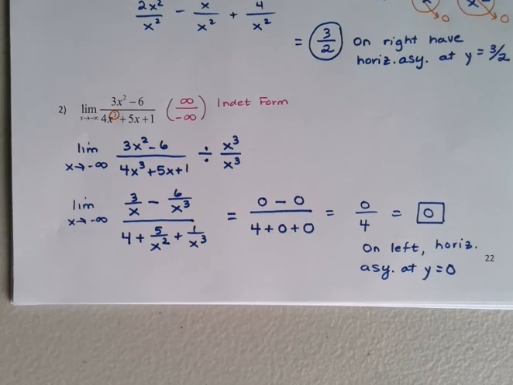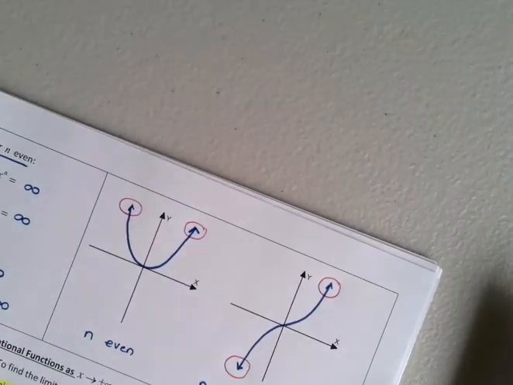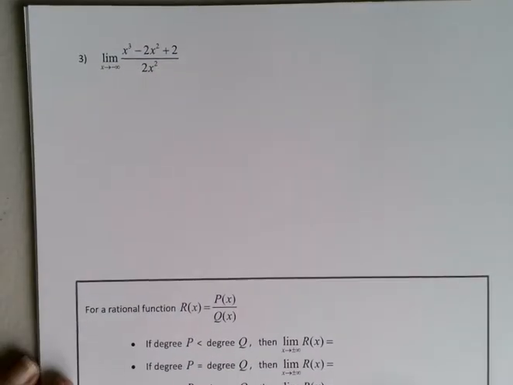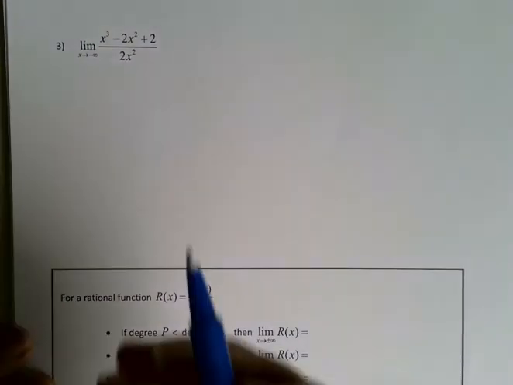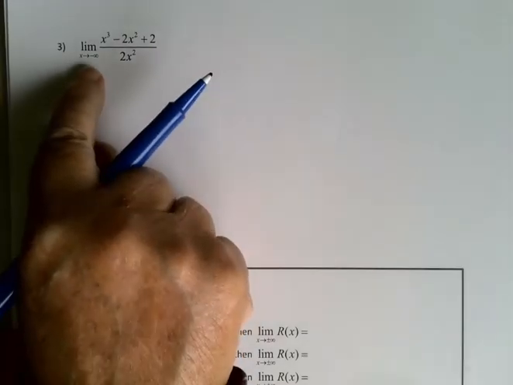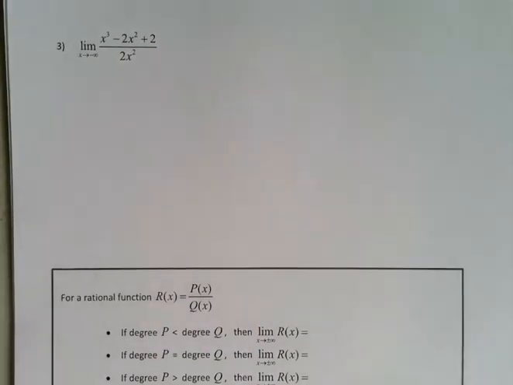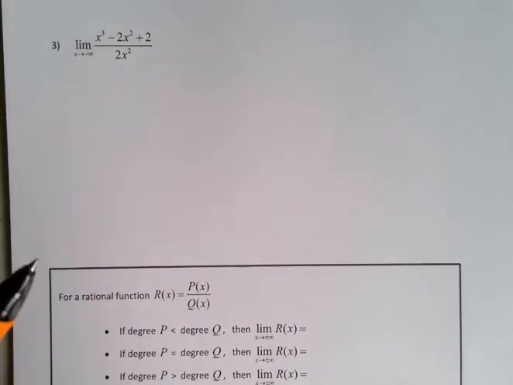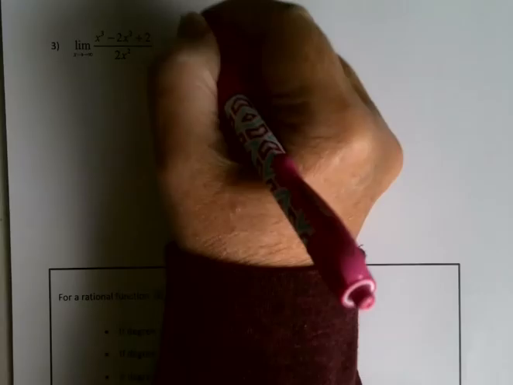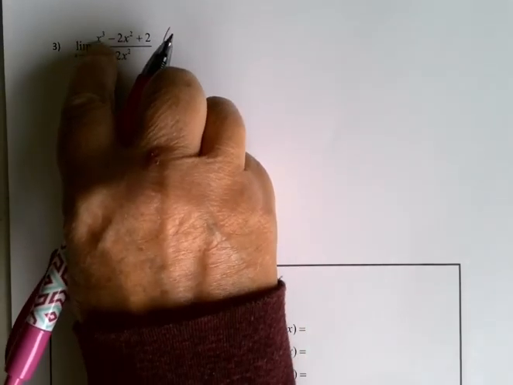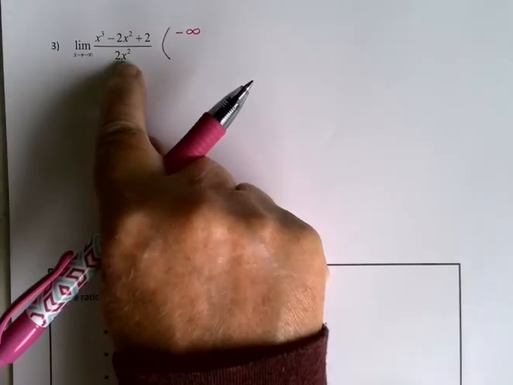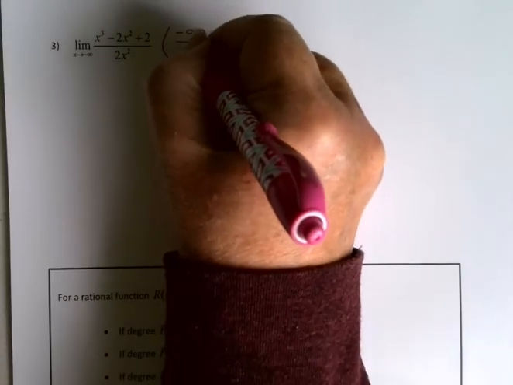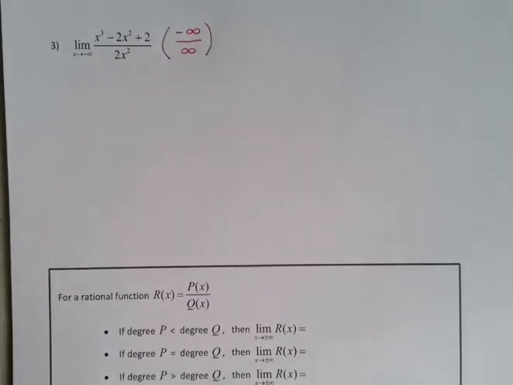All right, let's do one more. Let's see here. This time we want x to go to negative infinity again. And I can see already that if I tried my substitution method, this would become a negative infinity on top. And that's squared, so it would actually become a positive infinity on the bottom. So there's my indeterminate form again.